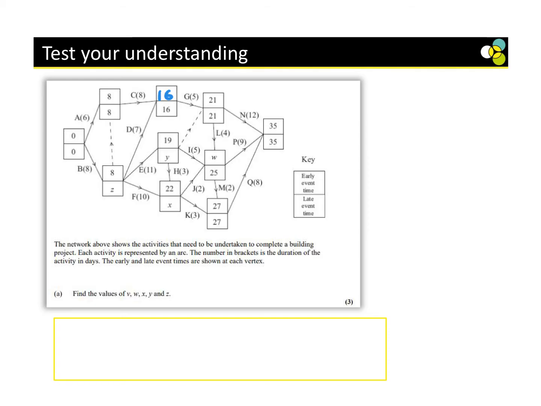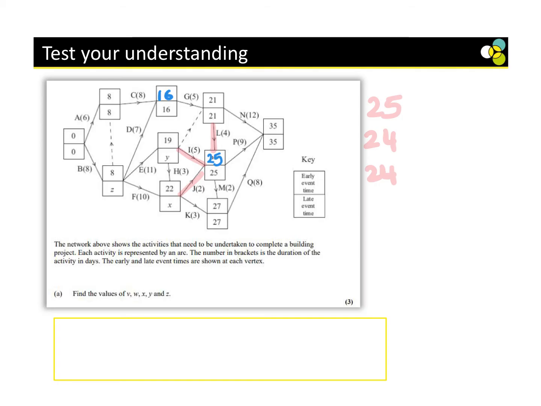Okay. Now, for W, if we have a look, the only way to come in here is there's 3 ways. We have 21 plus 4, which is 25. 19 plus 5, which is 24. 22 plus 2, 24. We're going to go for the highest one, so that means W is in fact 25. Brilliant. Okay, now we're going to have a look at Y.